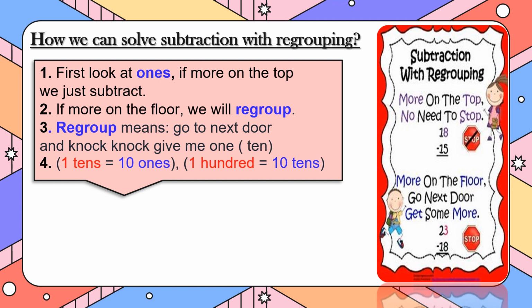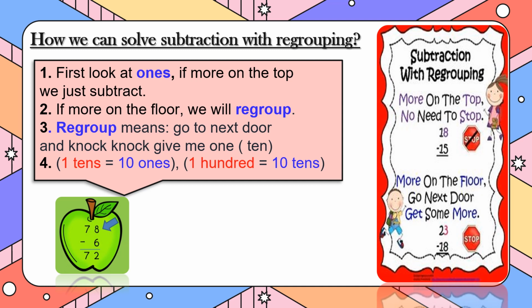What is the meaning of regroup? Regroup means go to the next door and knock, knock, knock. Can you give me one, please? Please remember, 1 ten equals 10 ones. And 1 hundred equals 10 tens.